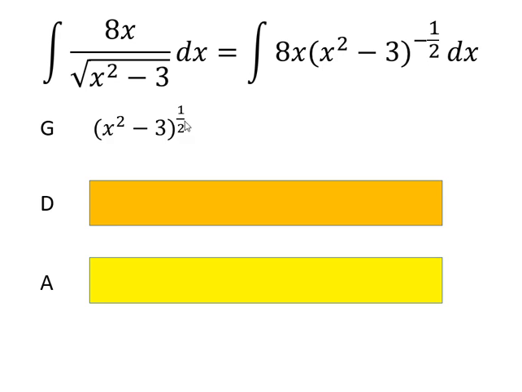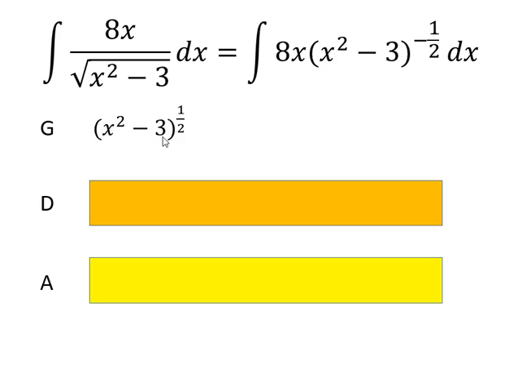So our guess is going to be our inside function x squared minus 3 to the power of positive a half. We differentiate that using the chain rule. So the half comes down to the front and we drop the power by 1 to negative a half, but we also need to differentiate the inside function and take that out the front as well.